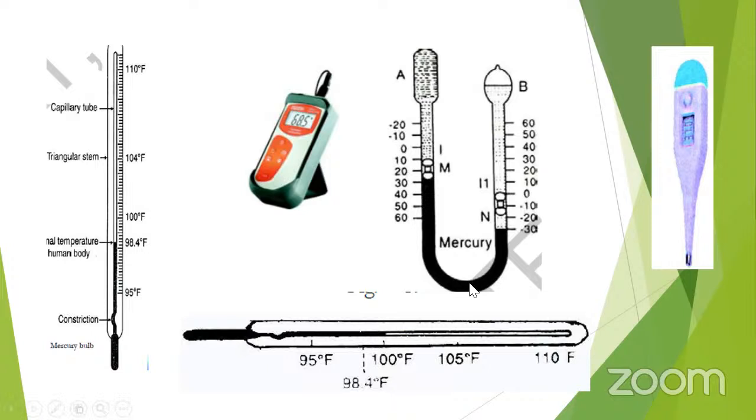But with mercury thermometers, if it is inserted in the mouth of the child and if he breaks it, the mercury may enter the mouth of the children. So we have to handle very carefully when we are using mercury thermometers.